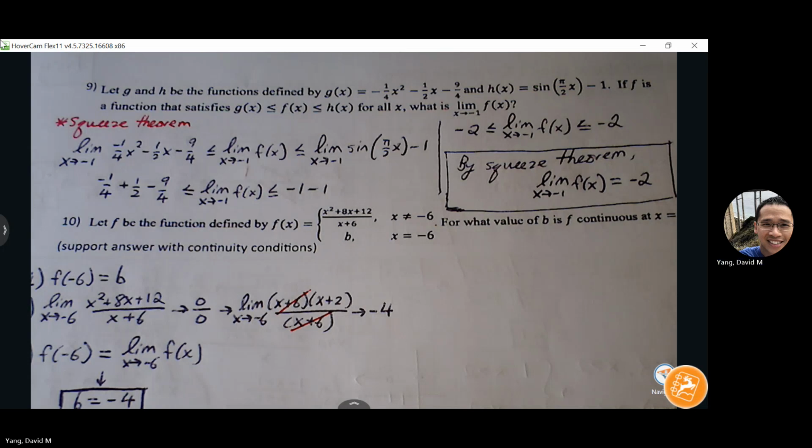So the squeeze theorem, there's only 2 possibilities. Either it's conclusive and we can find the limit, or my outer functions are not moving towards the same y value. If that's the case, then we say our limit is inconclusive because squeeze theorem doesn't apply.